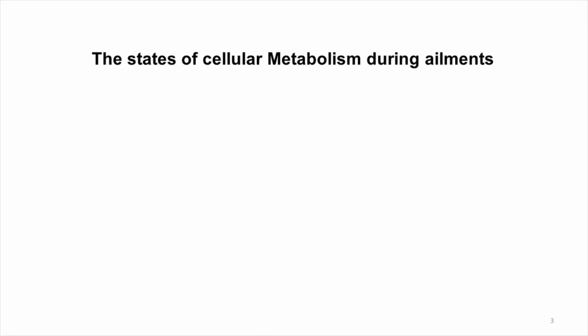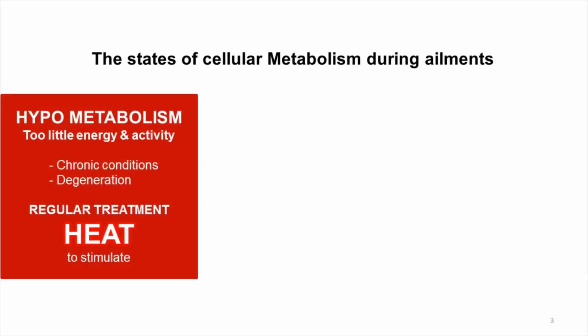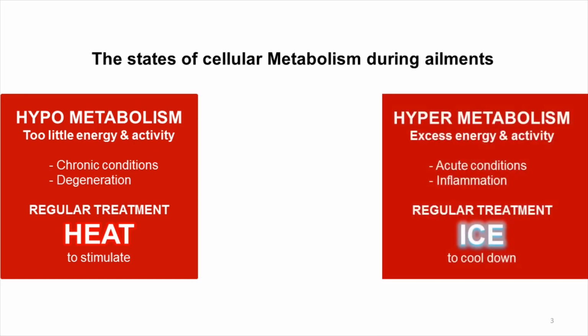The states of cellular metabolism can be classified for this purpose into three parts. One is hypometabolic condition, where there's too little energy and activity. This is found in chronic conditions, degenerative conditions, and when there's too little energy, the normal treatments, an example of a normal treatment is to apply heat to stimulate the metabolism.